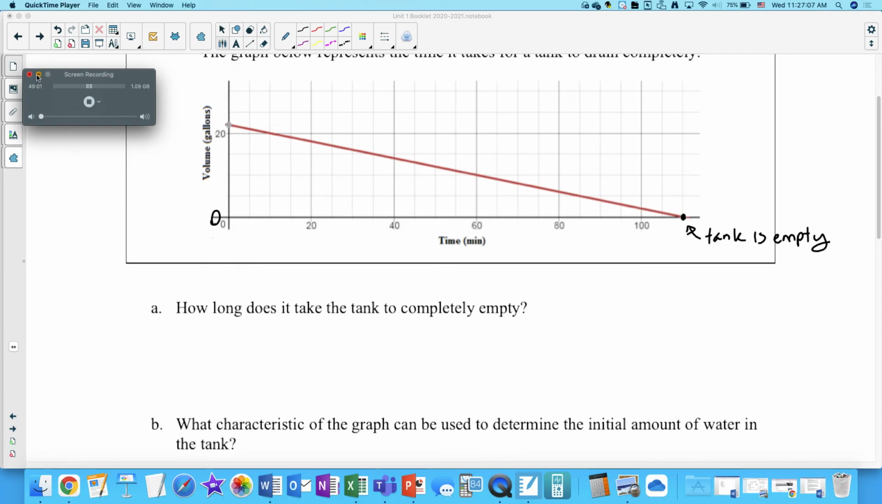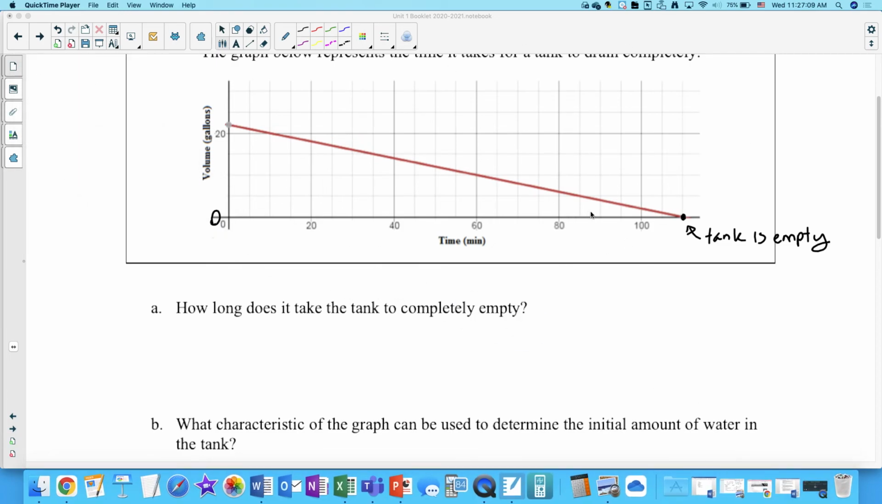So we're talking about, at this point, the tank is empty. I was talking about scale, right? So you just got to be careful about counting the scale because oftentimes the scale is different. Sometimes it's not. So here, 4 little squares is worth 20, so each little tiny square is worth 5. Over here, this is 105, 110. So how long does it take the tank to empty? 110 minutes.